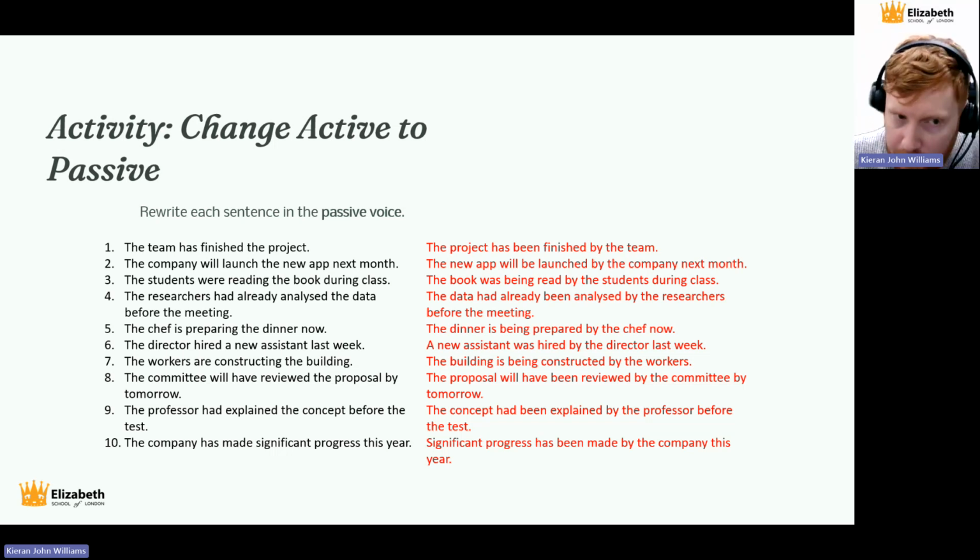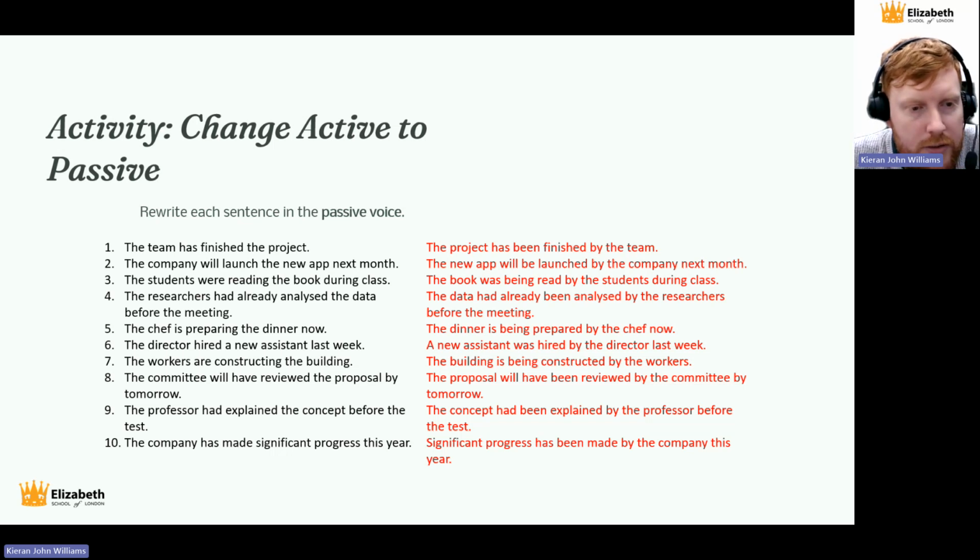So in number two, the company will launch the new app next month. You should have the new app will be launched by the company next month. So we've gone object, verb, subject. And the other thing we have done is the original sentence is future simple. We've put be in future simple, as in will be, and we've used the past participle form, launched. So again, congratulations if you got that one correct.